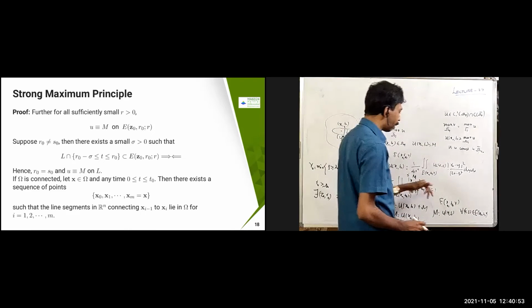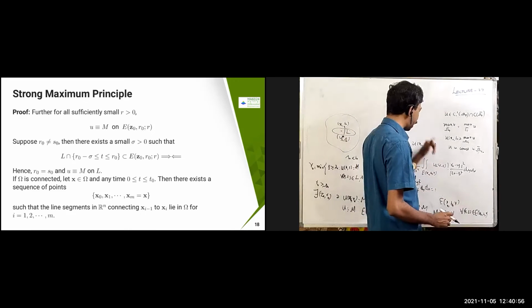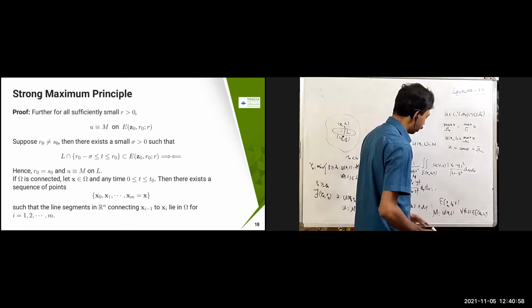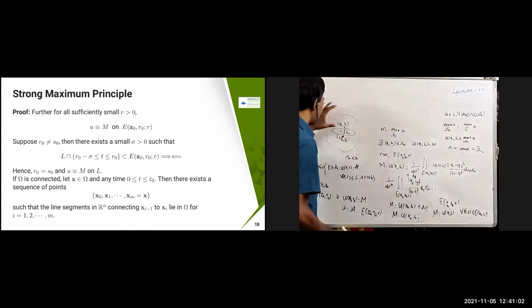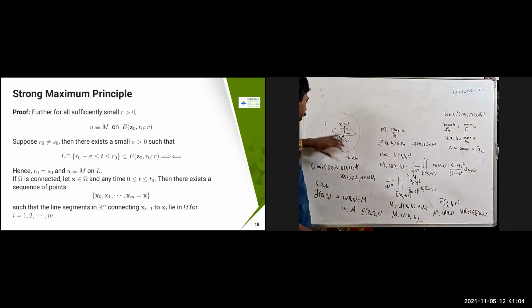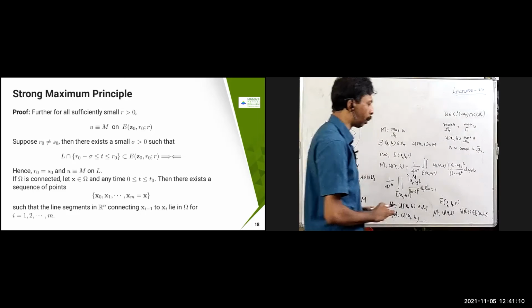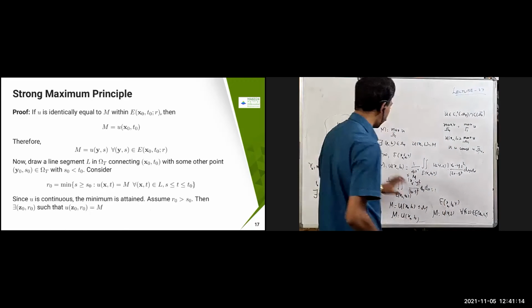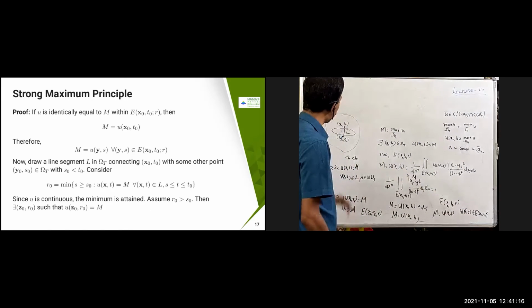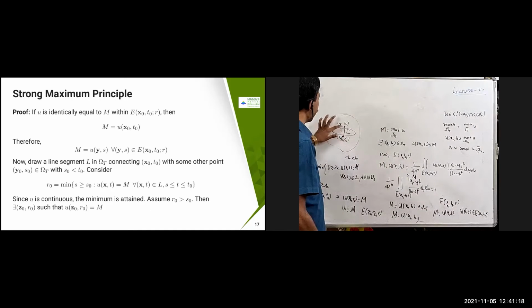So in that case, nearby that radius, that is in that heat ball, this is going to be identically equal, that we have assumed. Then in between, if you are connecting these two points, x0, t0 is somewhere, y0, s0 is somewhere. I'm going to connect them, because y0, s0 is somewhere in omega t, not in the neighborhood E of x0, t0, r. Since it is connected, I'm just connecting that.